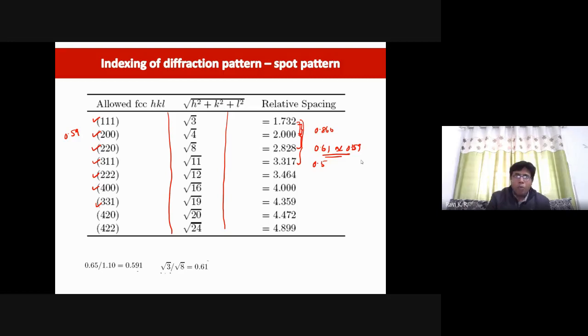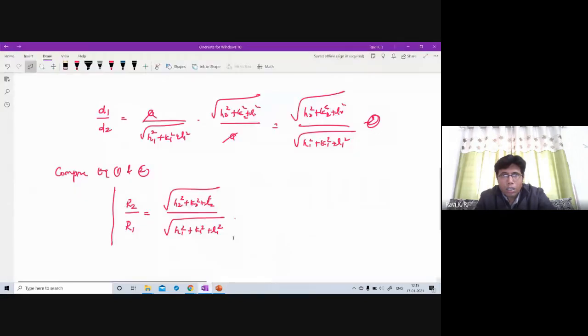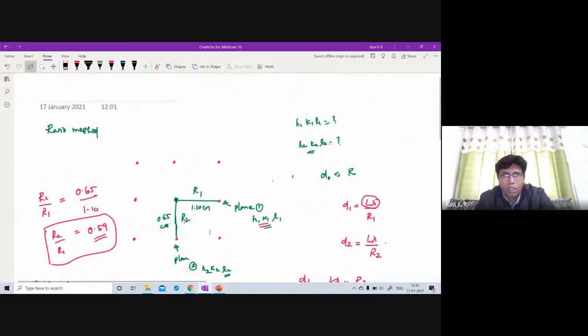Okay. So now what we have identified is actually the family of planes. Family of planes means the distance, now it is root 8. Root 8 is actually, this is what we did: this is R2, this is R1. Okay. This is what we did, 0.5. R2 is something. Let's say R2 is this one.